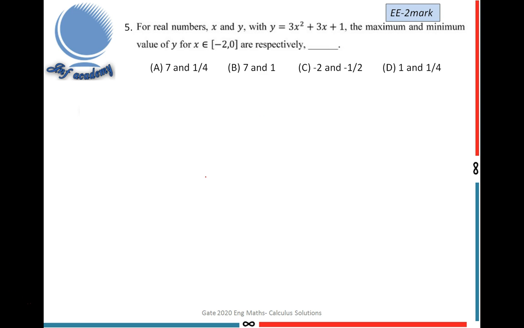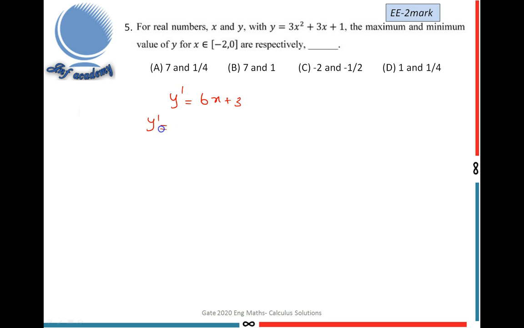Now the fifth problem is for real number x and y with y equal to 3x square plus 3x plus 1. The maximum and minimum value of y for the interval minus 2 comma 0 are respectively. This question is from EE department. It has 2 marks. Now I find y dash, the first derivative, y dash equal to 6x plus 3.